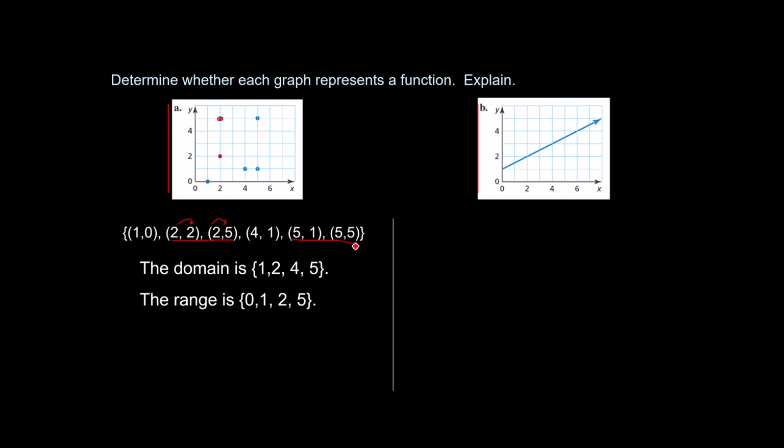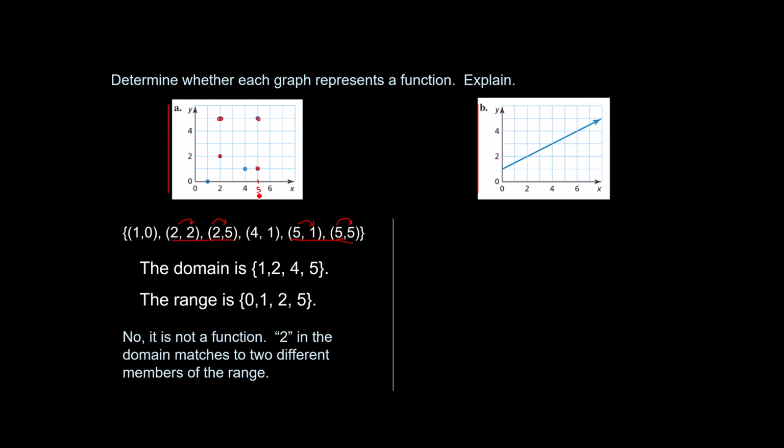You may have also noticed the same problem over here. 5 is matching to 1 and 5 is also matching to 5. This dot right here and this dot right here create problems because they both have the same x value. They both have a 5 for their x. Now that does tell me that this is not a function, but hopefully in seeing that illustration, you've been able to come up with a different way to tell that would not require you to go to all this work.